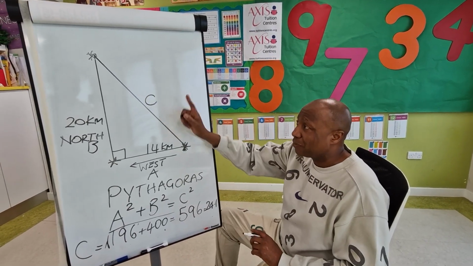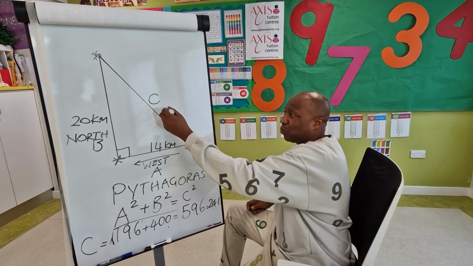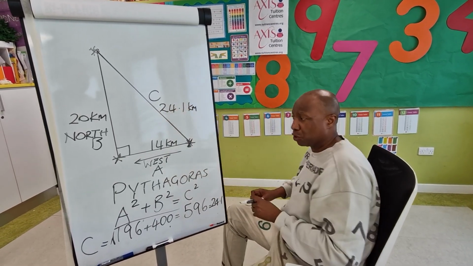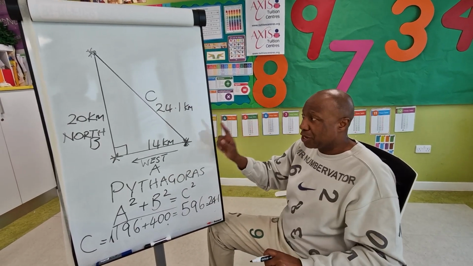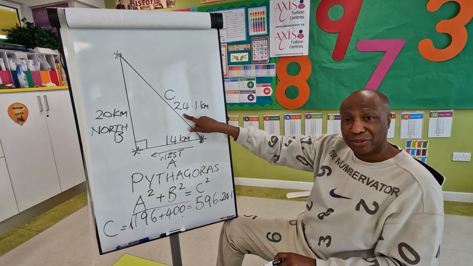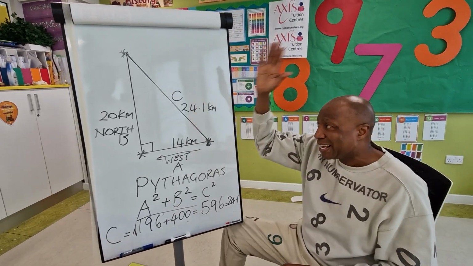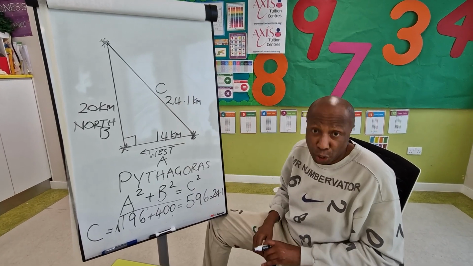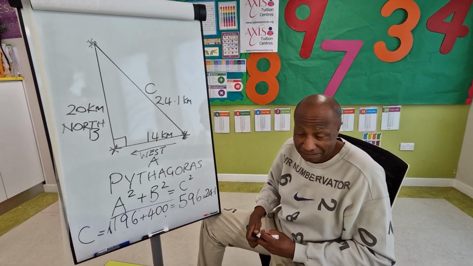So we now know that side C is 24.1 kilometers long. As we know, from there to there was 34, but can you see that 24 is a lot shorter? And I'm sure a lot quicker as well.